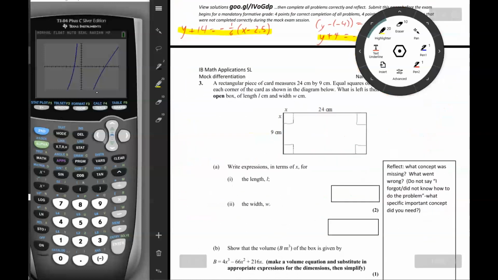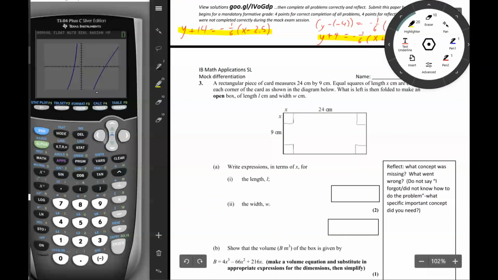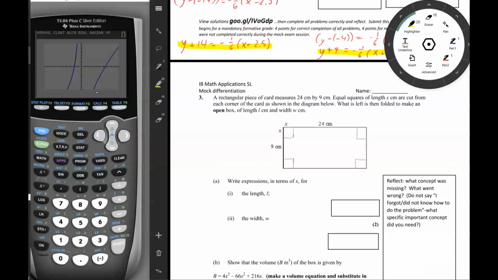Last problem. Okay, and this is an optimization problem. Let's see, a rectangular piece of card measuring 24 by 9, that we drew right here. Each square of length x is cut from each corner of the card as shown in the diagram below. What is left is folded to make an open box of length L and width W. Okay. So if I took this paper and I folded up the edges at the red and the blue lines, it would look kind of like this.